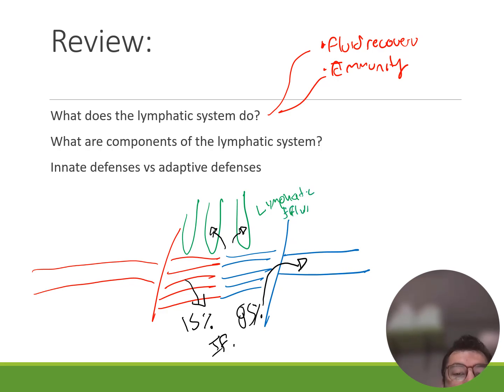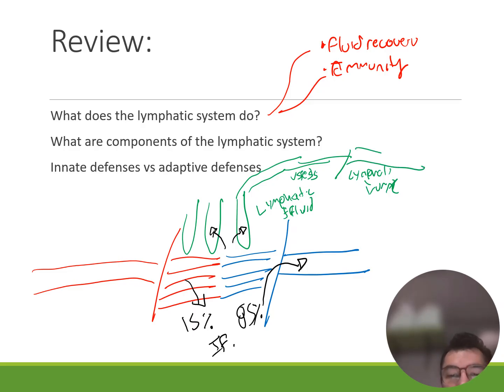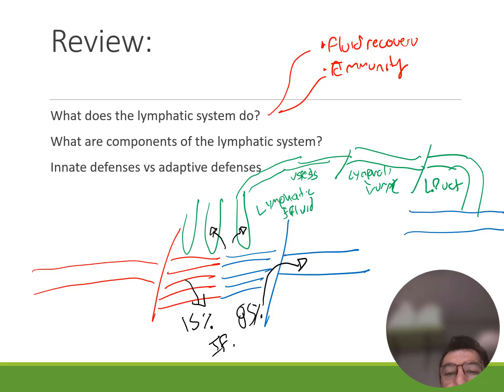And this lymphatic fluid is going to flow from lymphatic vessels into lymphatic trunks, and those are going to merge and converge into a lymphatic duct. Then those ducts are going to dump into the subclavian veins. And we can see now that we have that fluid recovery.